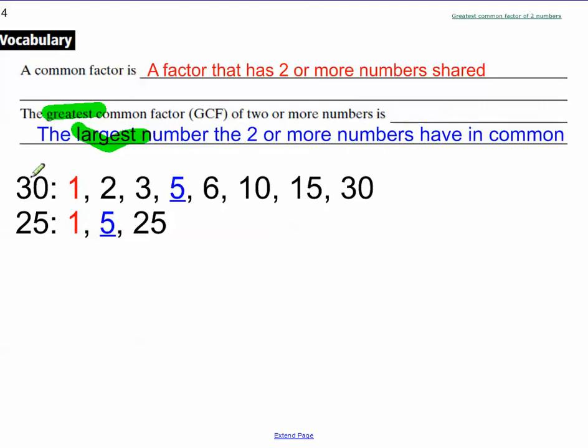So let's take a look at an example. Numbers are always easy to find for our example. If I make a list of all of my factors of 30, I have 1 and 30, 2 and 15, 3 and 10, 5 and 6. Factors of 25 include 1, 5, and 25. If I look at the factors that I have in common, the number 1 is in common and the number 5 is in common. So a common factor, notice, is red up here. A common factor is 1. The greatest common factor is the biggest number that I have in common. So that's the greatest common factor.